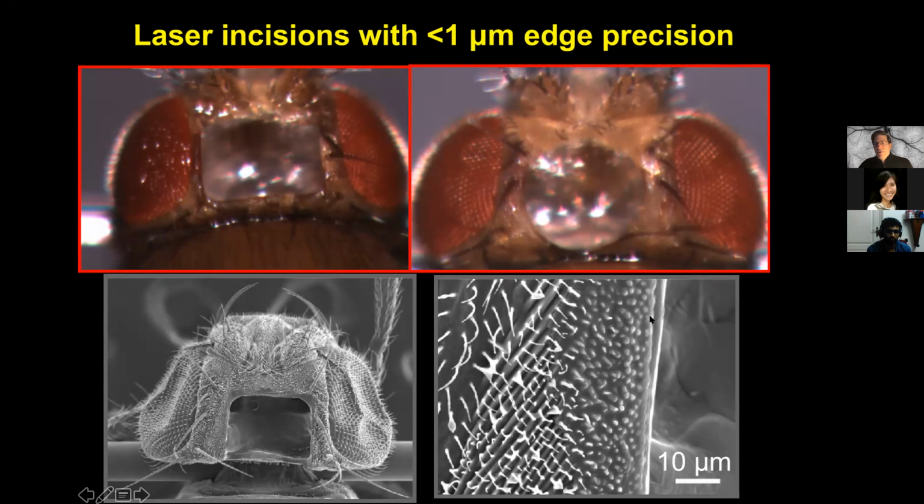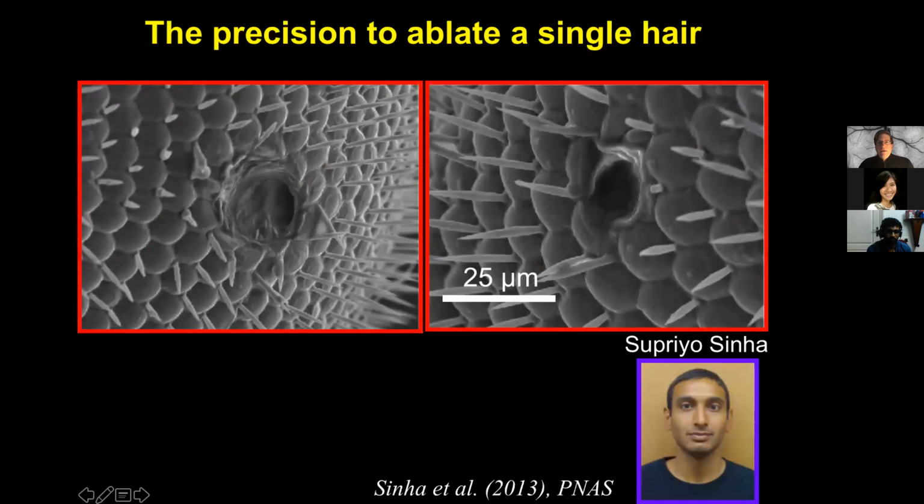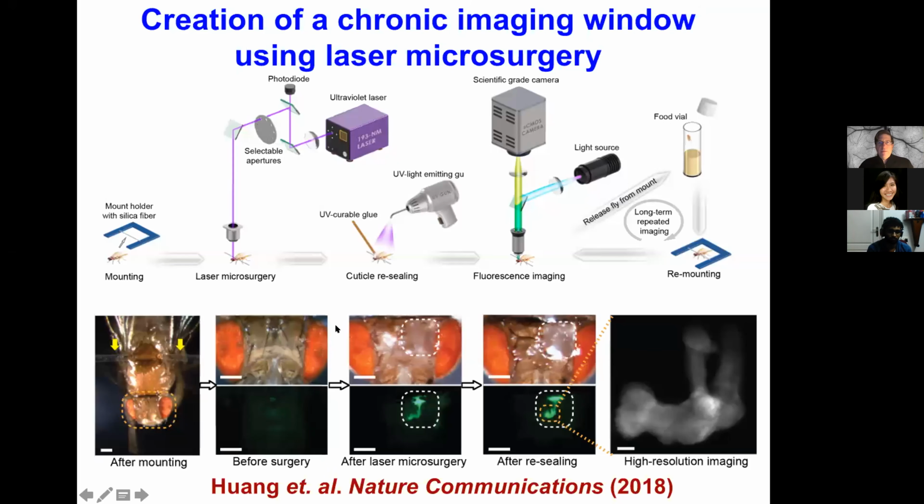They are submicron precision. We even have the precision to ablate a single hair on the fly. So this is sort of the world's most precise haircut. Not something we need to do on a daily basis with a fly, but it gives you an example of how precise the dissection can be.